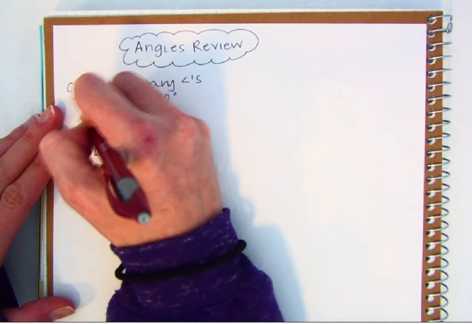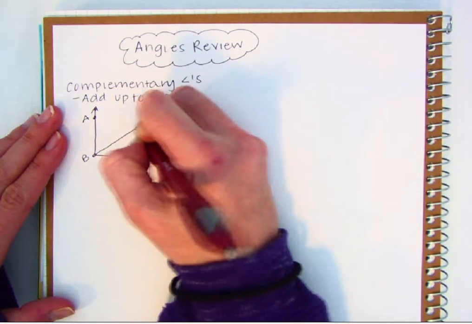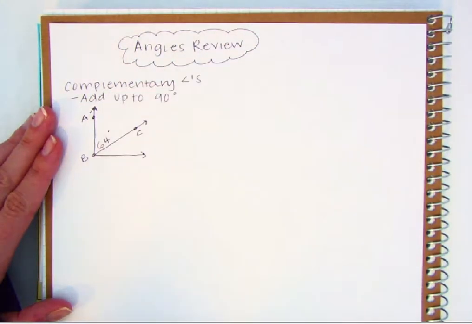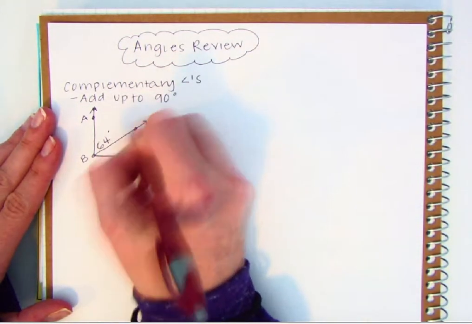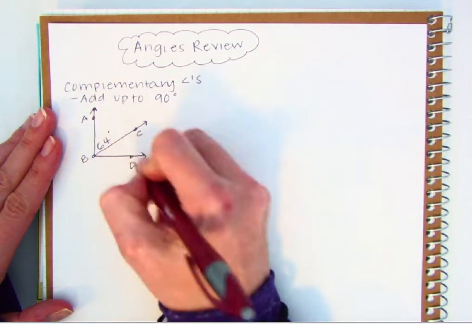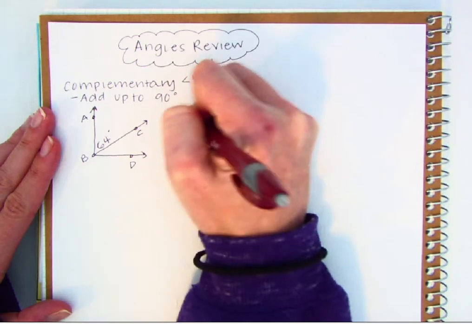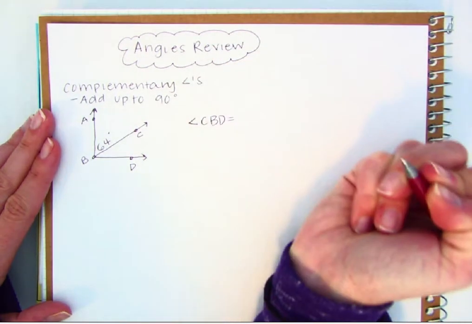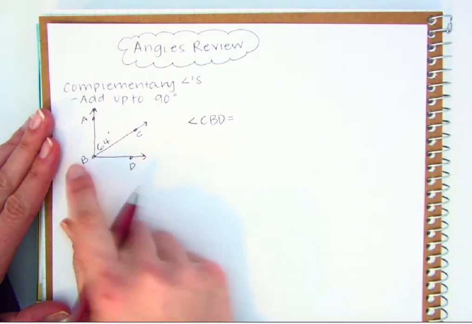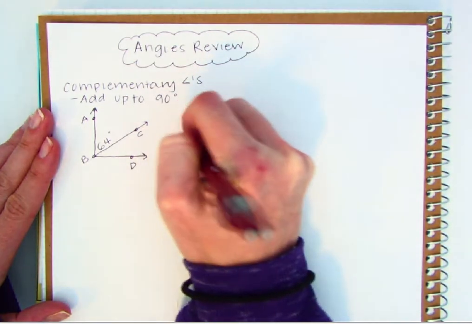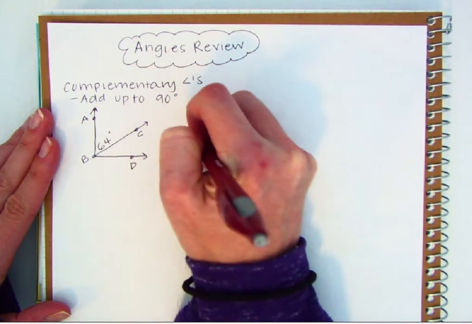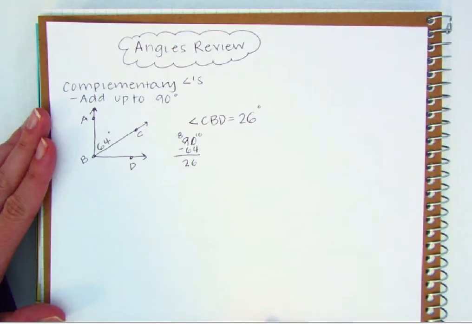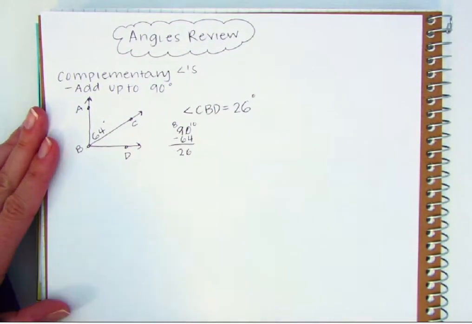And I might call this angle ABC, and I might tell you that this is 64 degrees. And then I might say that this is angle CBD. Notice how we name angles using 3. And the question that's asked might be, what is angle CBD? Okay, so your job is to figure out the measurement. So we would do 90 take away 64. We're going to borrow. And so we get that angle CBD is 26 degrees. All right, so complementary always add up to 90 degrees.